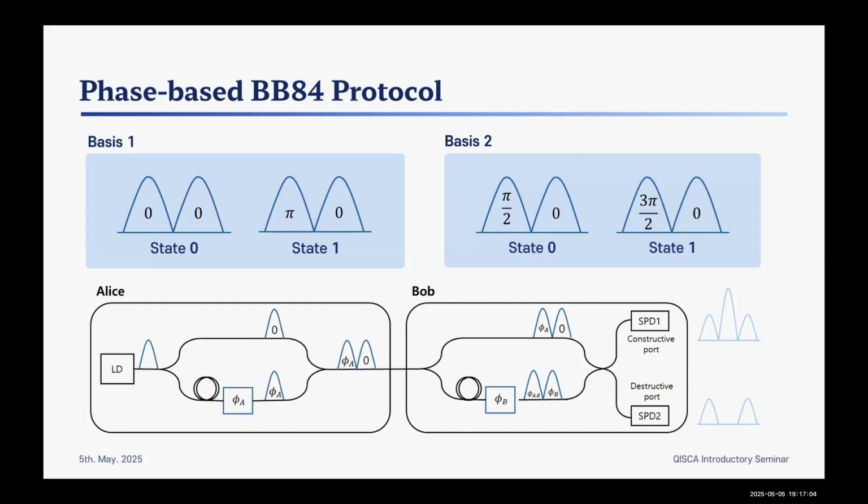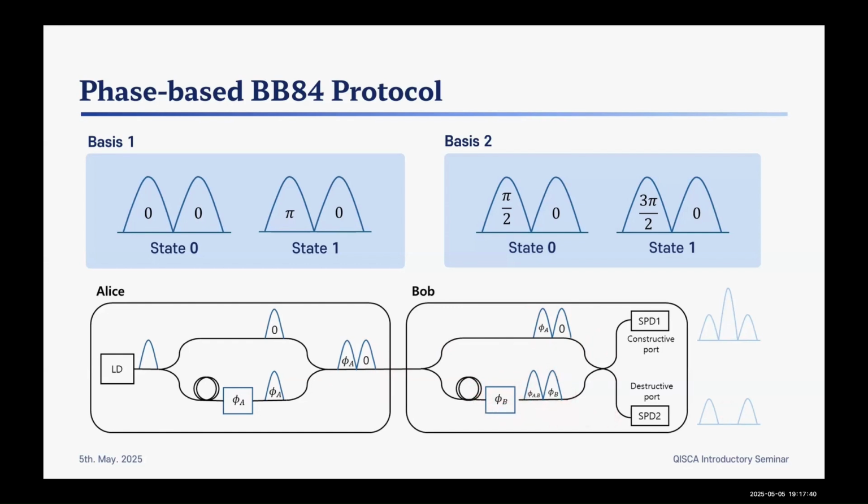After transmission through a quantum channel, Bob also has a delayed line interferometer and a phase modulator. By interfering the delayed pulse constructively and destructively, he can extract the bit information. For example, suppose Alice sends state 0 using basis 1, and Bob also selects basis 1 for measurement. In this case, Alice sends 0, 0, and for the short fiber path, it would be 0, 0, and for the delayed fiber path is also 0, 0.